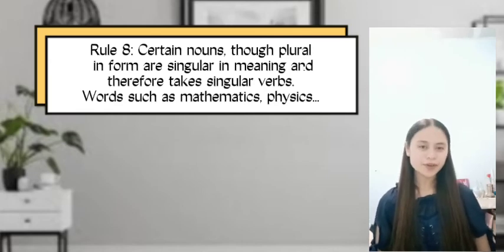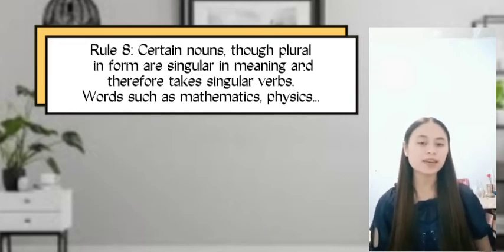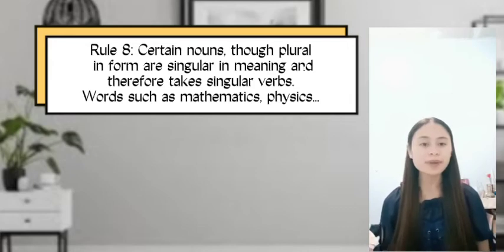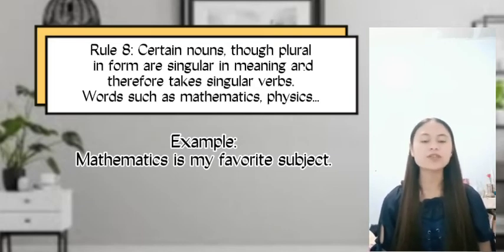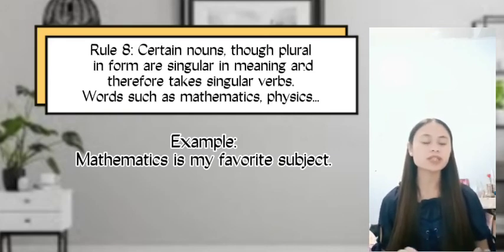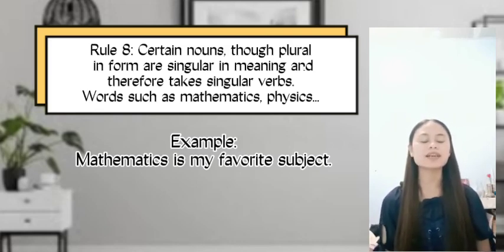Okay, another rule: certain nouns, though plural in form, are singular in meaning and therefore take singular verbs. So words such as mathematics, physics, or something like that. So for example, mathematics is my favorite subject. So the noun here is mathematics. The word mathematics is the original word. There is no such word as mathematic. Okay, so it's mathematics. Though it ends with S, it's still considered as a singular noun.